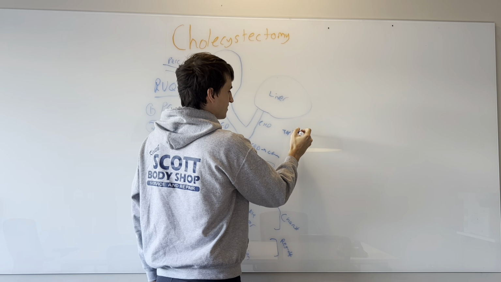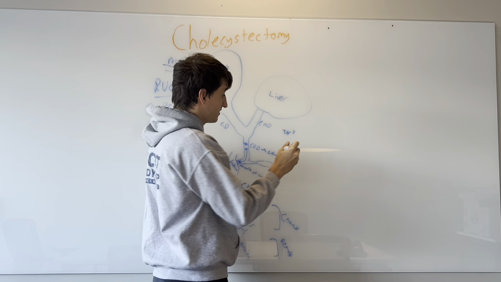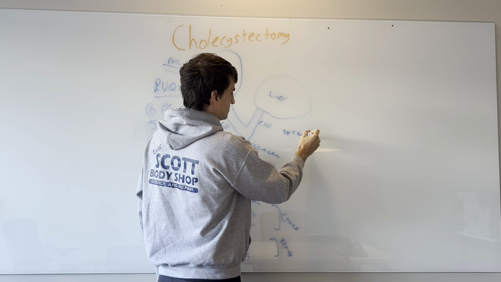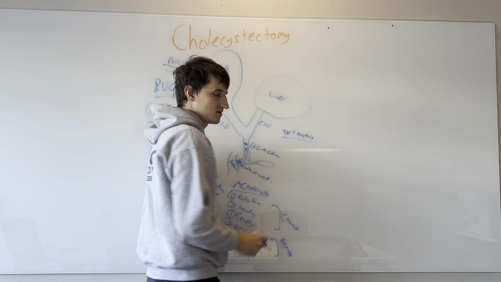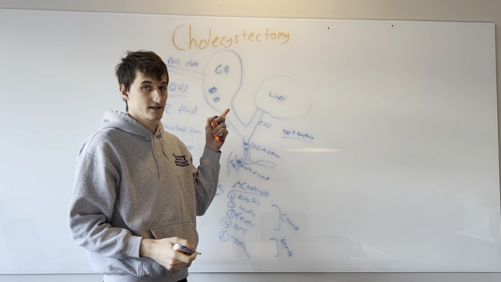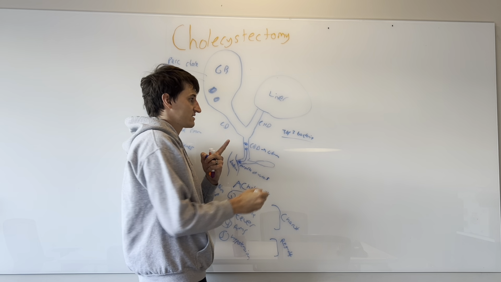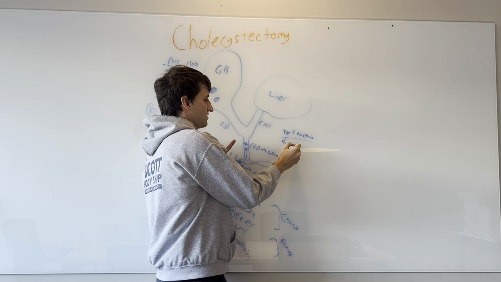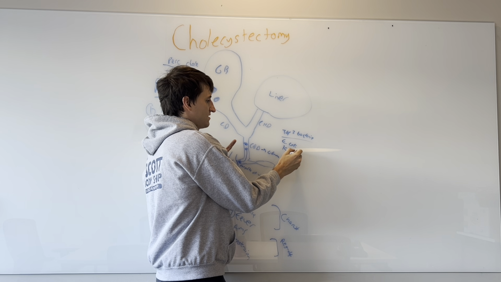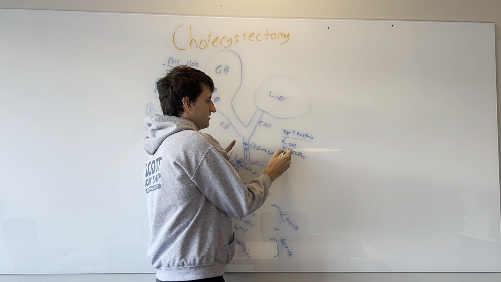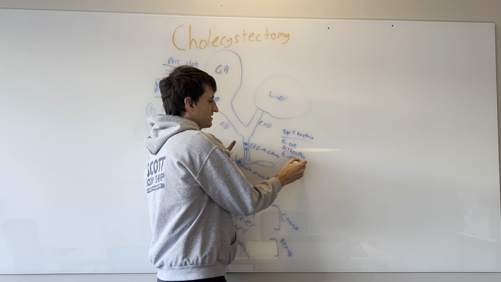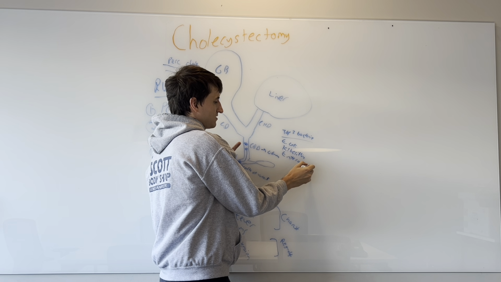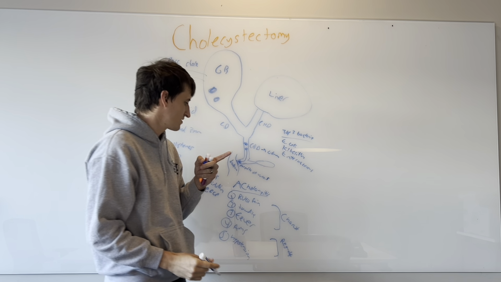Top 3. What are the top 3 bacteria that cause cholecystitis? Top 3 bacteria: E. coli, Klebsiella, and Enterococcus. Okay, those are top 3.